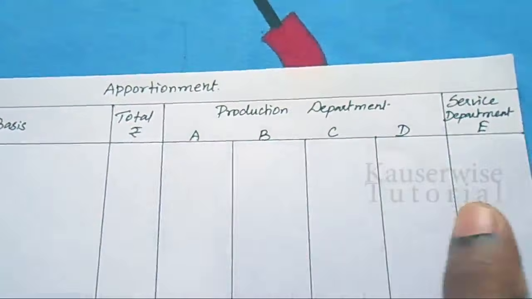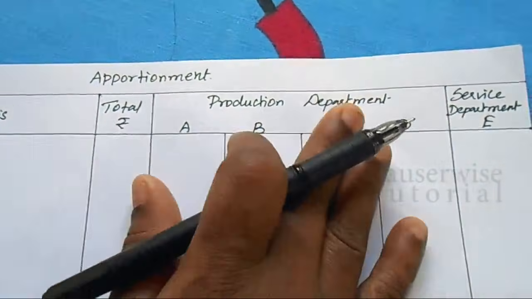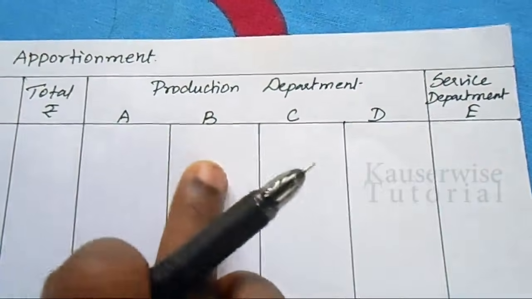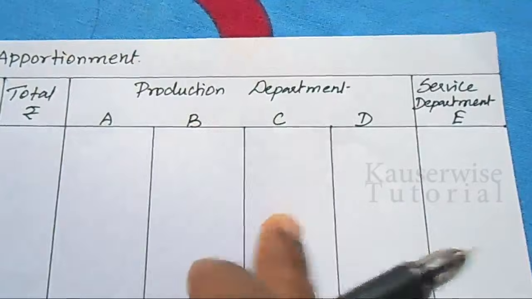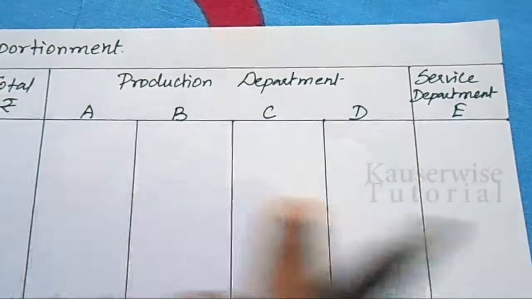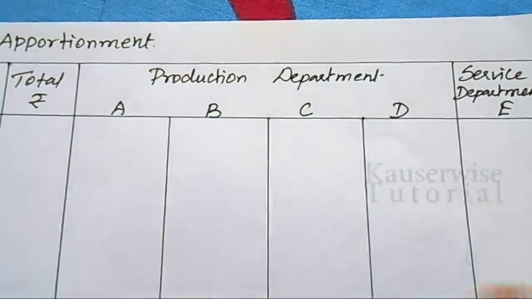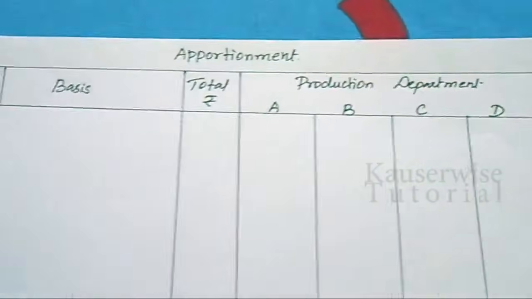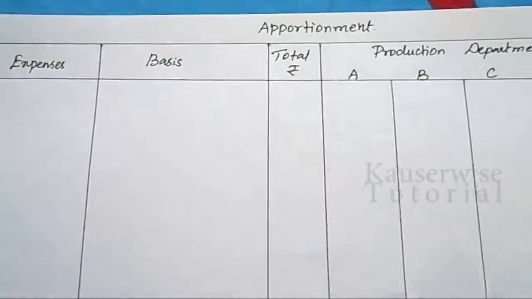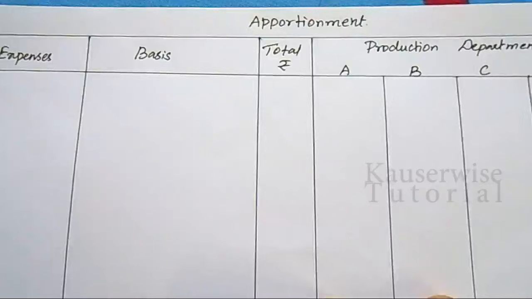So we have two kinds of departments now. One is the production department, another is the service department. In the production department we have 4 departments, A, B, C and D. In the service department only 1 department is there. Altogether 5 departments. Now how we are going to allocate or apportion each expense to the various departments, you have to show with the help of this format.